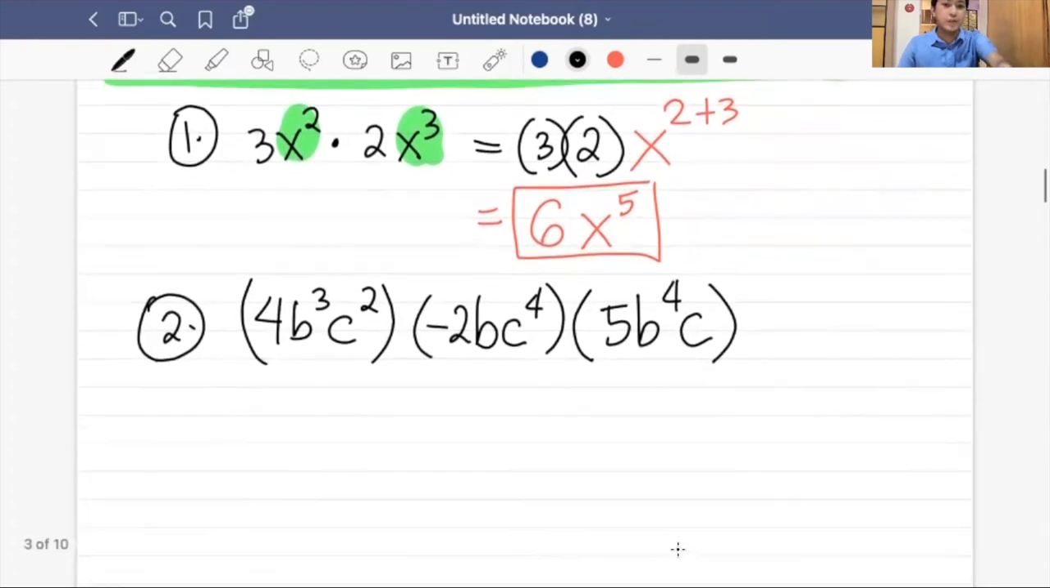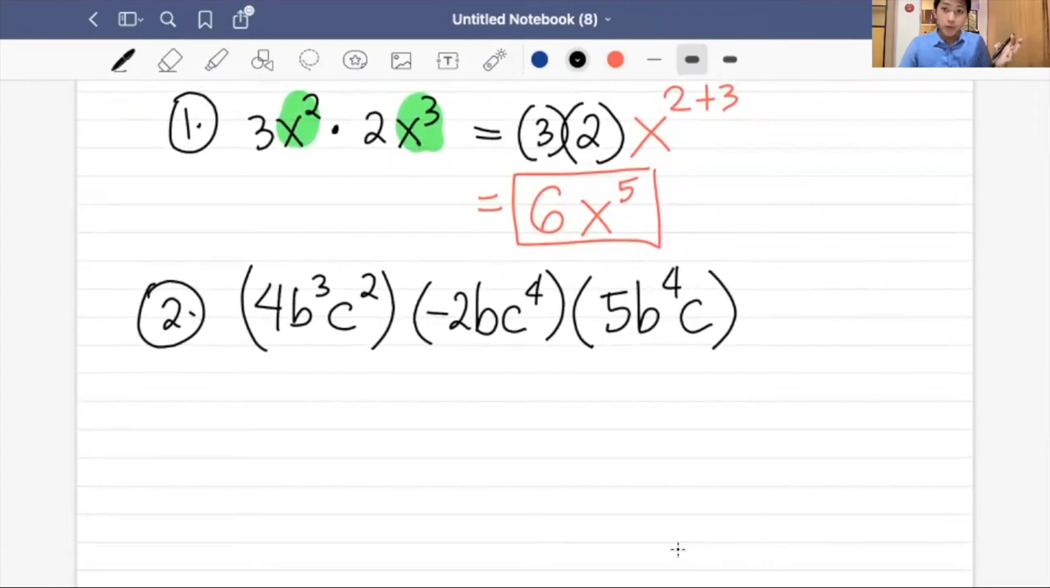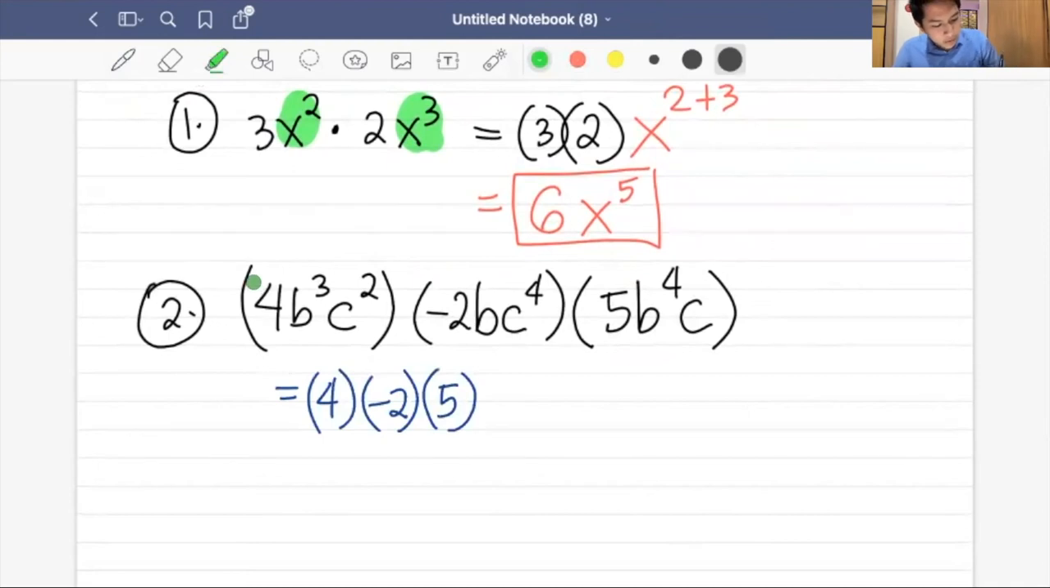Okay? The first thing that we're going to do is just multiply all the numerical coefficients. So we have here the 4 times negative 2 times 5. So these are the numerical coefficients. We have 4, negative 2, and 5. Okay? 4 times negative 2 times 5. And let's check our variables. Now our variables we have, in this case, b, and another b. And we have here the c, c, and c. All right. Let's start with b first. Since we are just multiplying b times b times b, so let's write here the b, b.